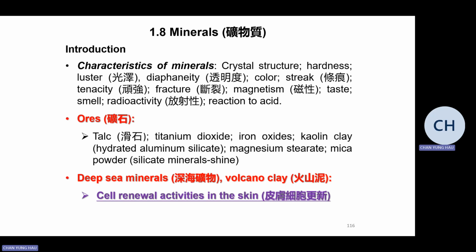Okay, ores. So for example, the physical sunscreen contains zinc oxide, right, or titanium dioxide. Zinc and titanium are minerals that are extracted from the ores. Okay, or some of them come from deep sea minerals, volcano clay. Okay, and these have cell renewal activities in our skin.